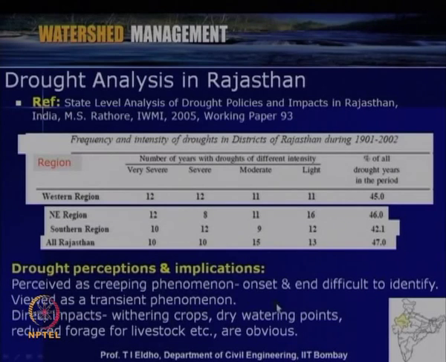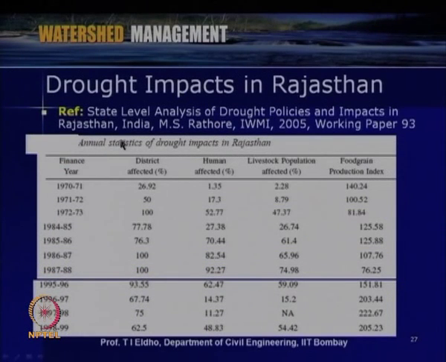So these are all obvious in the Rajasthan area. And then as far as drought impacts are concerned, annual stacks of drought impacts in Rajasthan have been presented here for some of the years. You can see the districts affected percentage-wise, human population affected percentage-wise, then livestock population affected percentage-wise, flood, grain production index. So that way we can see that this phenomenon is the same, though it is varying with respect to years and varying with respect to space.